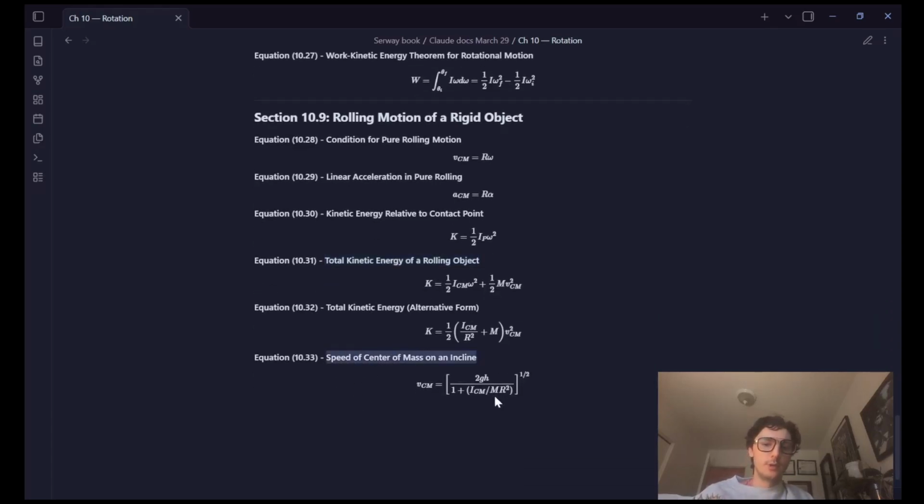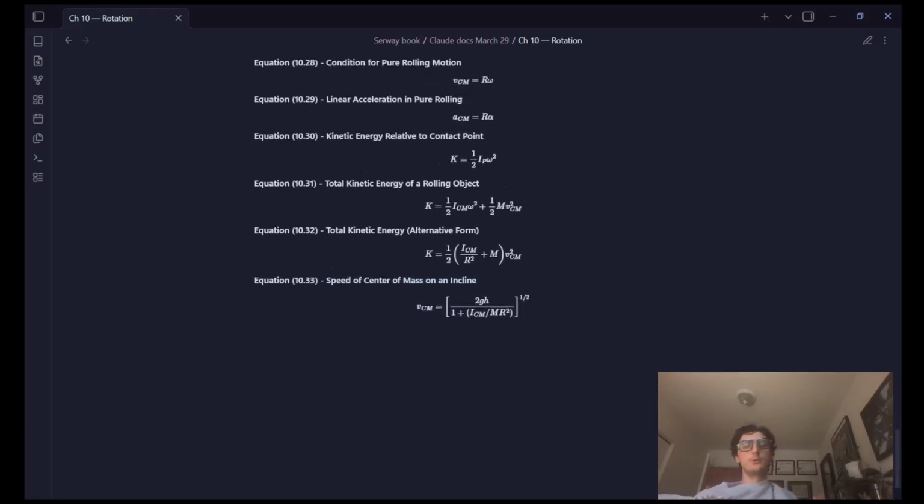Wow, I'm not going to remember this, so I'm going to just search up a problem that asks you to find the speed of the center of mass of something while it's rolling down an inclined plane, and that is the whole chapter. Sorry I went through this very quickly, guys.